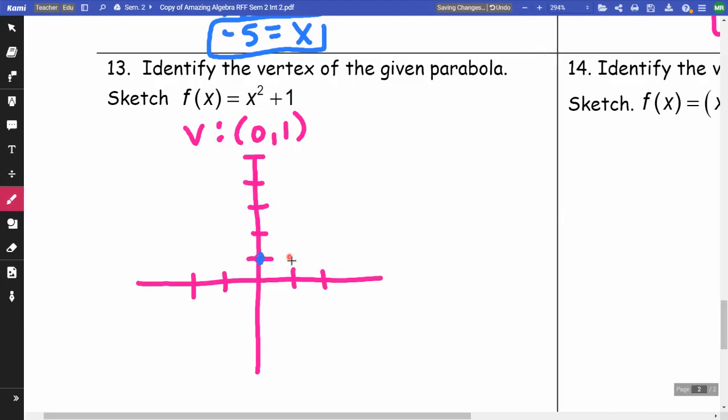So if I go out 1, 1 squared is 1. So I'm going to go up 1. So I'm going to be here at a height of 2, and it's going to be the same on the other side. And from my vertex, if I go out 1, 2, 2 squared is 4. So I'm going to go up 4, 1, 2, 3, 4, and so on. And there is my parabola.